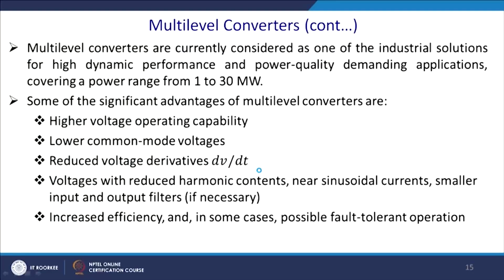Now, multi-level converters are currently considered one of the industrial solutions for high dynamic operation and power quality demanding applications, covering power ranges from 1 to 30 megawatts. Some of the significant advantages of multi-level converters are higher voltage operating capability, lower common mode voltages, reduced voltage derivatives, voltage with reduced harmonic content, near sinusoidal currents, smaller input and output filters if necessary, increased efficiency, and in some cases possible fault tolerant operation.